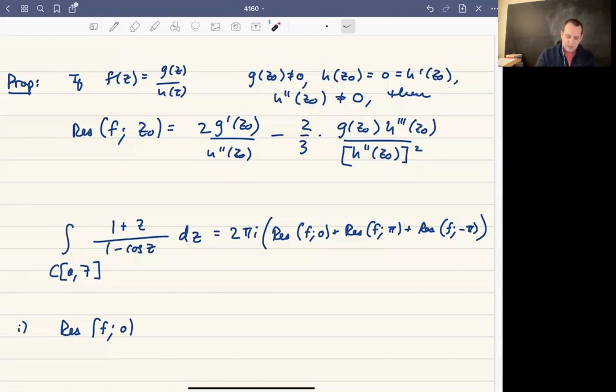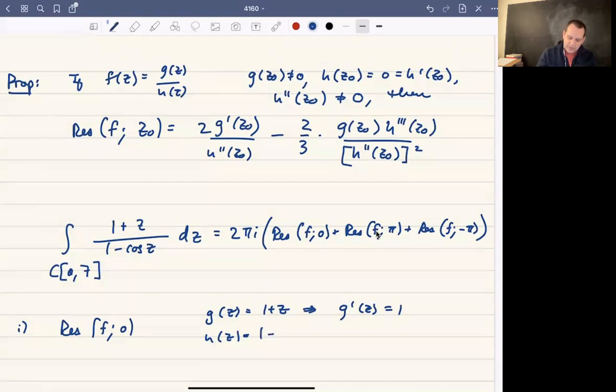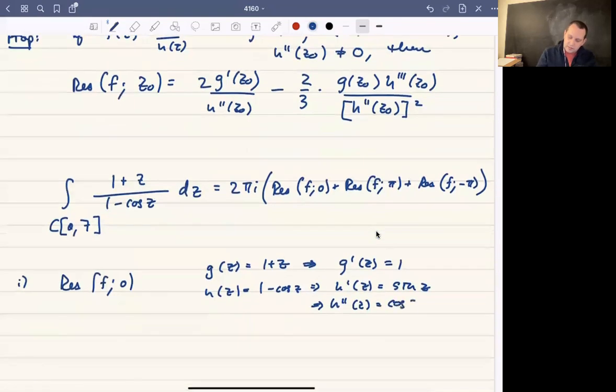So notice that to do this, we just have to know that if g is 1 plus z, that means that g prime is just 1, so no mystery there. And if h is 1 minus cosine of z, then h prime of z is going to be sine of z, and therefore h double prime is going to be cosine of z, and h triple prime is going to be negative sine of z. Okay, so again, no big mysteries there.